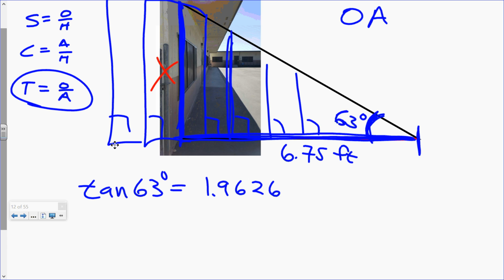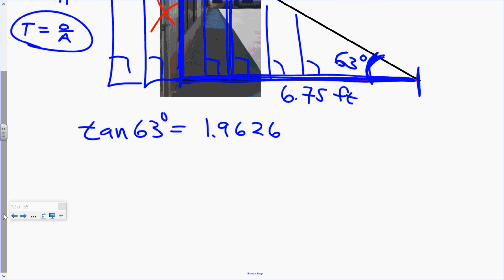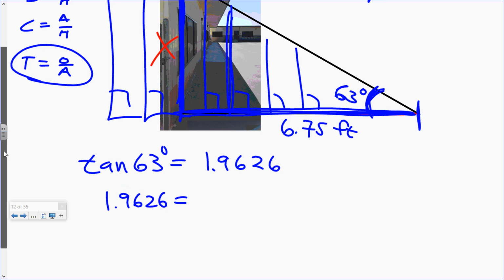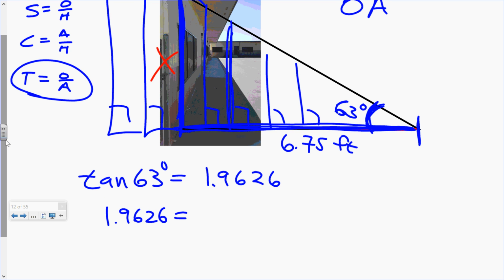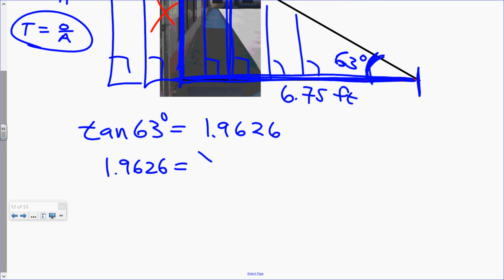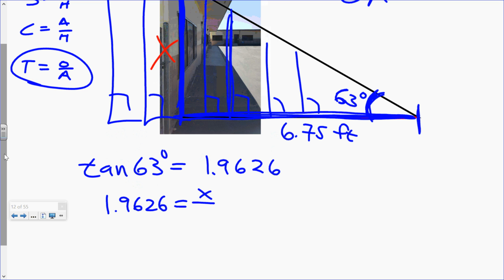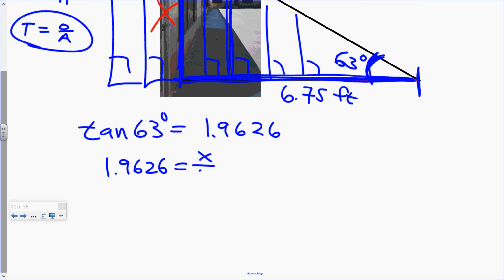So look what I'm going to do now. Knowing that, look at this equation I'm going to set up. 1.9626 equals, look at the ratio. What was opposite 63 degrees? What side was this? X, over the adjacent, 6.75. Look at this equation. The eternal ratio that will never change is going to be equal to x over 6.75. This is the height of the building outside. So let's get x by itself.